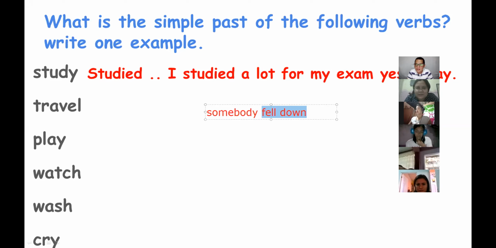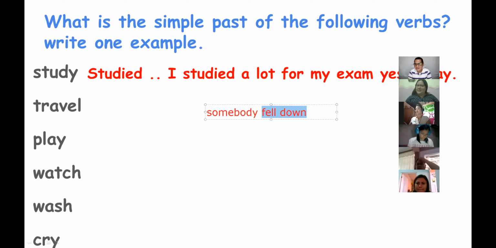Okay, for example, the bird traveled. He traveled to Guatemala last month. The bird played. I played my guitar yesterday. We watched a movie in the cinema last night. My brother washed the dishes yesterday. And cried. I cried yesterday in the class because I don't understand some topics. Okay, you didn't understand some topics, okay. Thank you so much for sharing your examples.